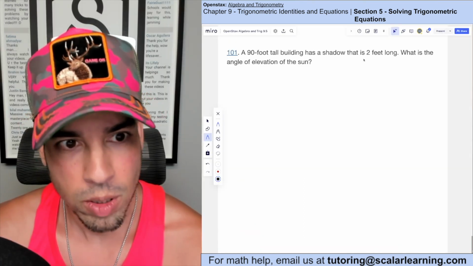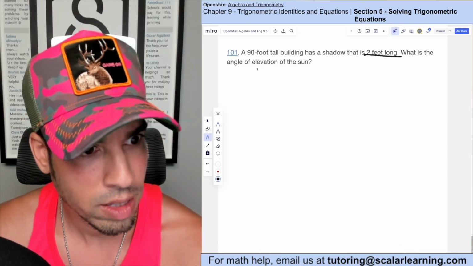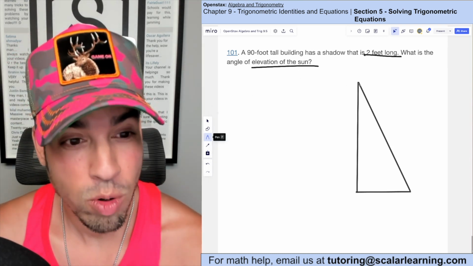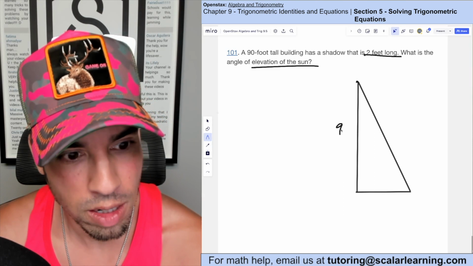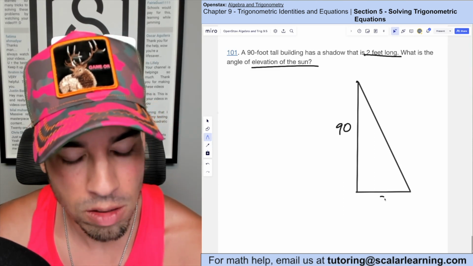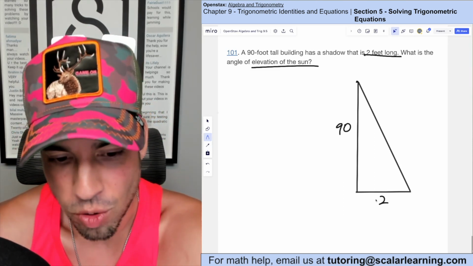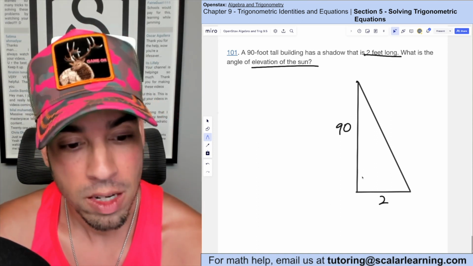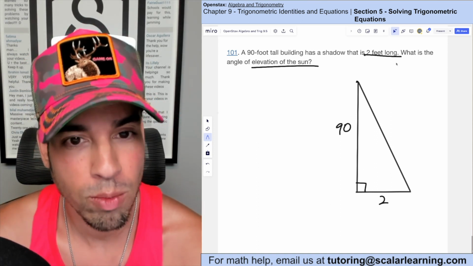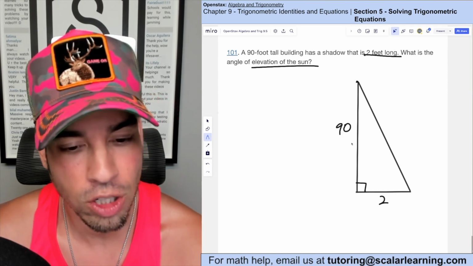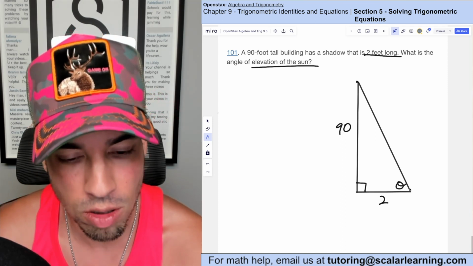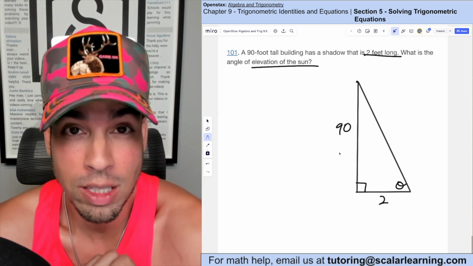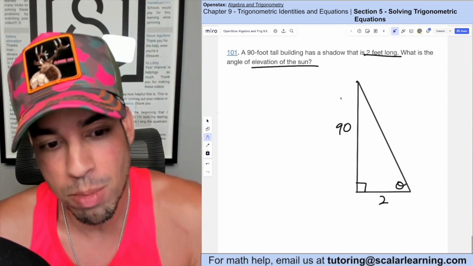A 90-foot tall building has a shadow that is 2 feet long. What is the angle of elevation of the sun? This is a very interesting question the way it's phrased, but we know that we got a 90-foot tall building and we know we got this little 2-foot shadow. It's exaggerated, obviously. Like 2 feet would be much smaller if this was drawn to scale, but it's all good. We got a right angle here, and when they say angle of elevation of the sun, this is my angle of elevation. So it just sounds weird because the sun's coming down, so you're usually thinking angle of elevation looking up, but all good.